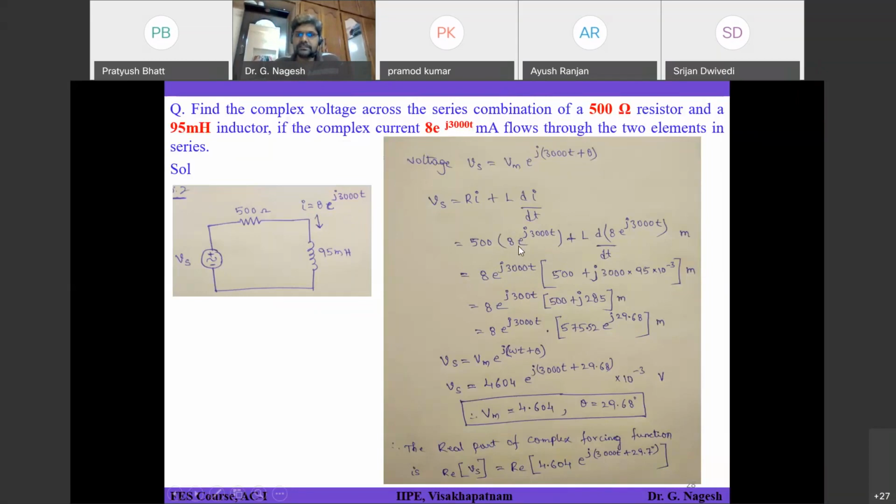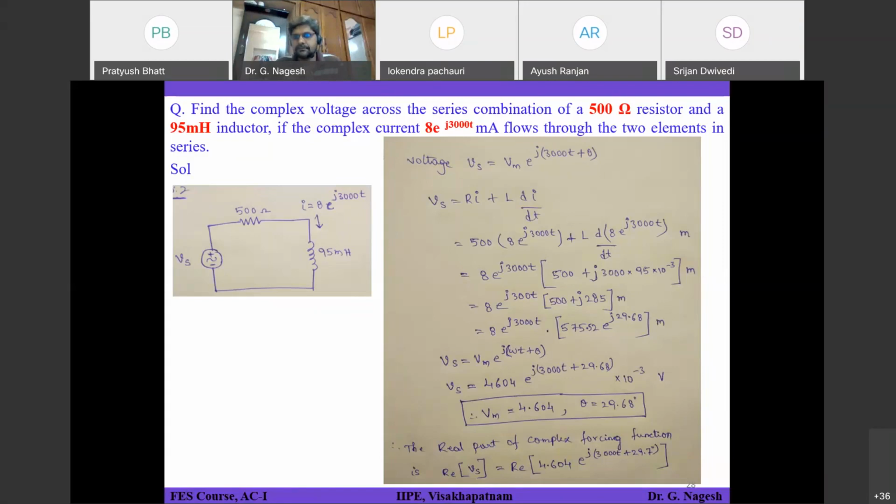You can see 8 into e power j3000t is common in both the terms. If you do L into di by dt, what will that be? Is this clear for everyone? L into the derivative of I with respect to t. What is the derivative of e power j omega t? It is j into 3000 e to the power j omega t. So you will get e power j omega t into j omega.